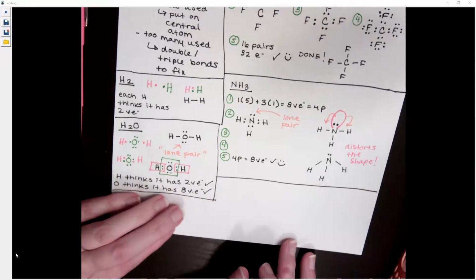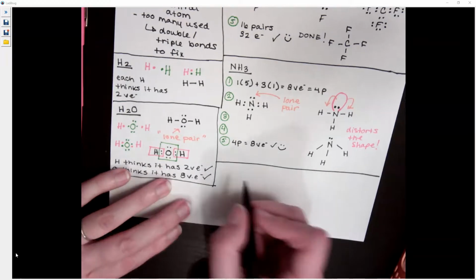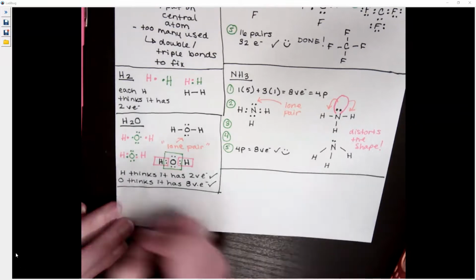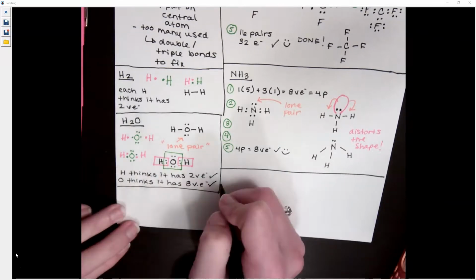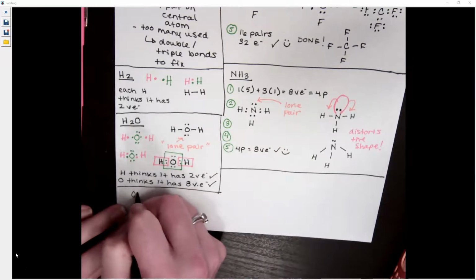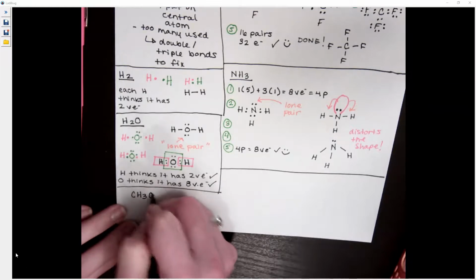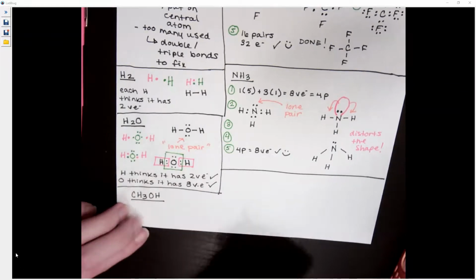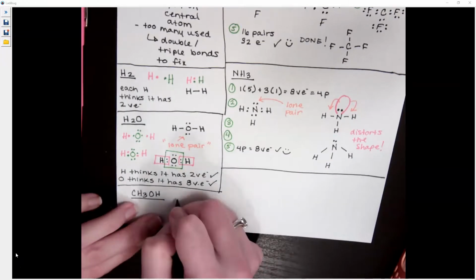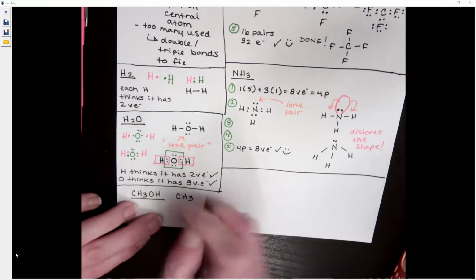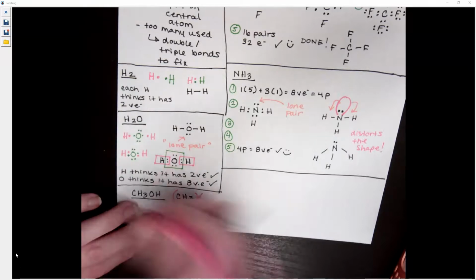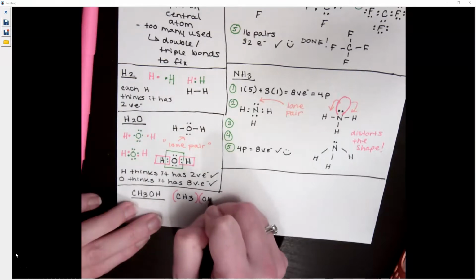All right, one last structure for this lesson. Sometimes you're going to notice that the formula is what we call chunked. So sometimes you're going to see something like CH3OH. And what you should notice here is that you have hydrogens in multiple places. So we have a CH3 chunk followed by an OH chunk.